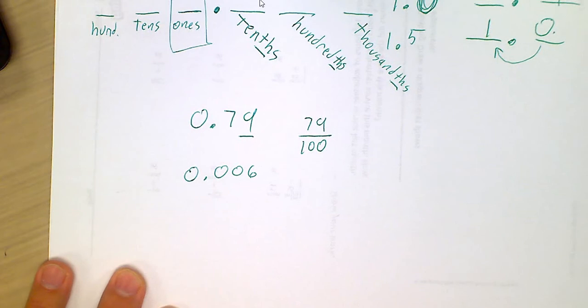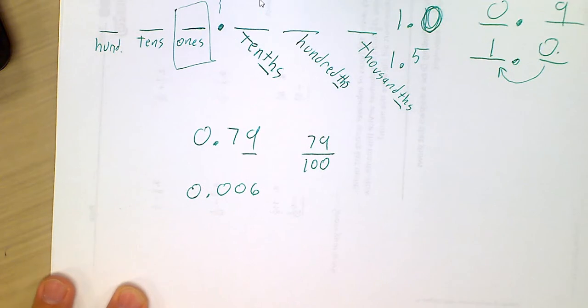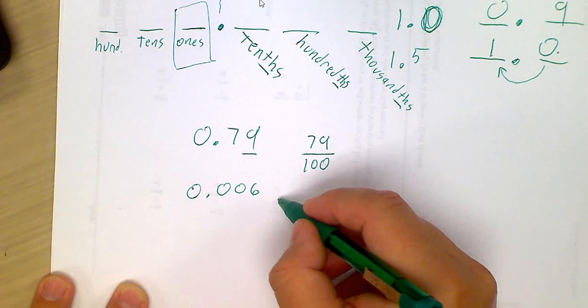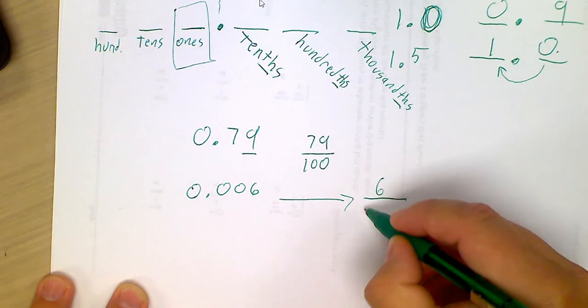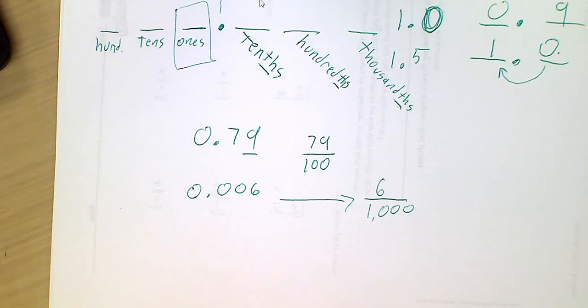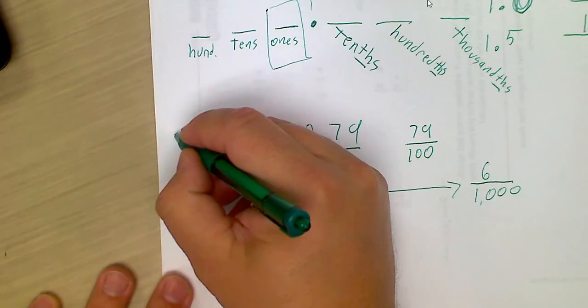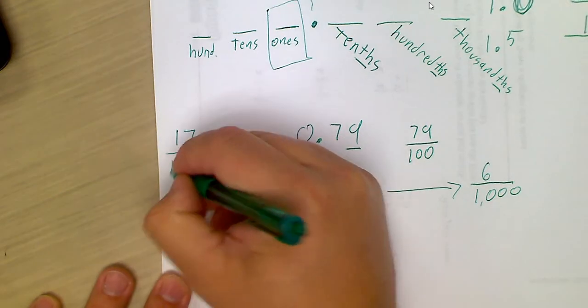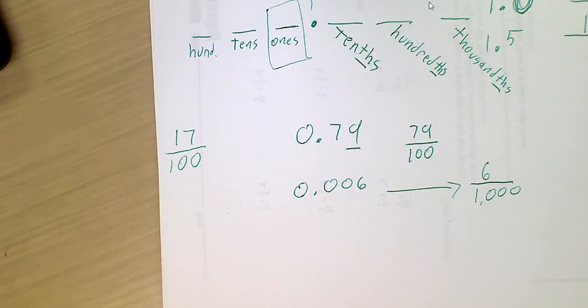What if I gave you this? What is that? Read the number first. It's a 6 in the thousandths place. So as a fraction, that would be 6 over 1,000. So do you see how that works? And it also works the same way backwards. If I had 17 over 100, what is that as a decimal?